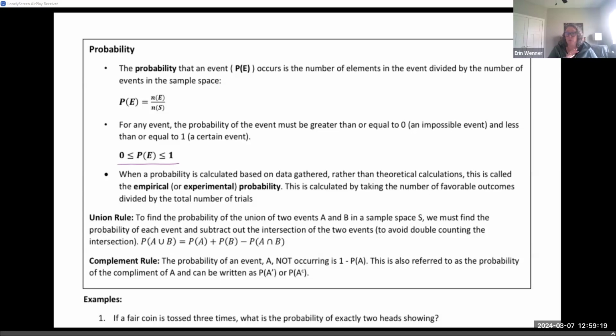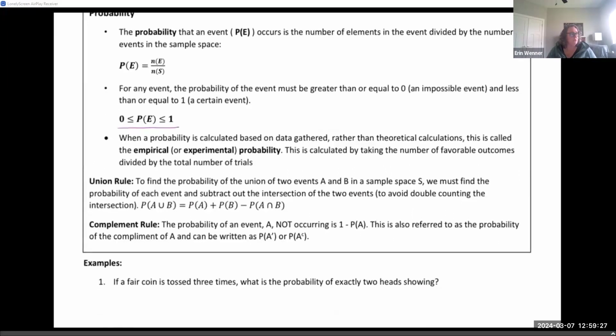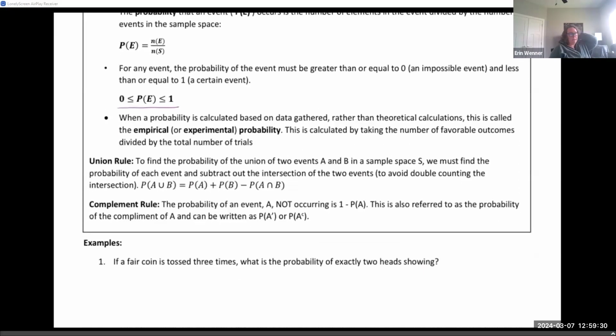Just like we had the union rule that we applied to sets and Venn diagrams, we're seeing that again here with probability. So to find the probability of the union of 2 events, A and B, in a sample space S, we must find the probability of each event and then subtract out the intersection. Meaning, again, we're avoiding double counting. So we say that probability of A plus the probability of B minus the probability of A and B both occurring, okay? And just like with that complement rule in terms of Venn diagrams, the same is true with probability.